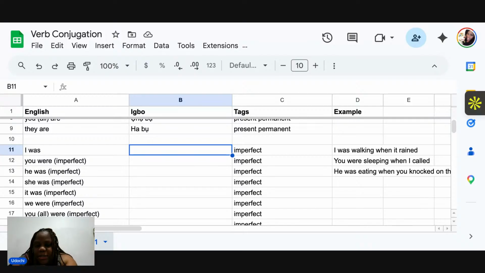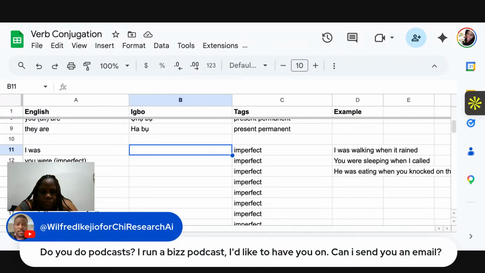Do you do podcasts? I run a biz podcast. I'd like to have you on. Can I send you an email? Yeah, you can definitely send me an email, Wilfred Ejiofor. That's perfectly fine.